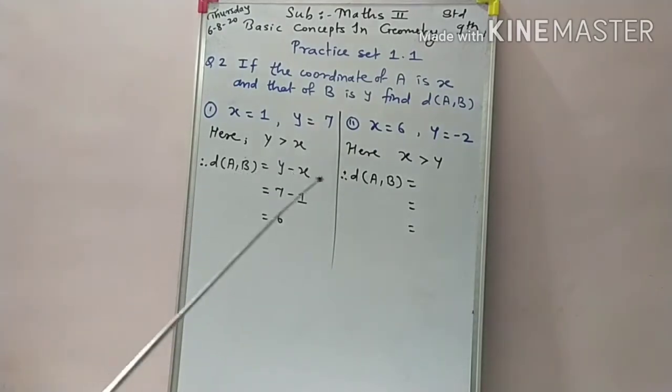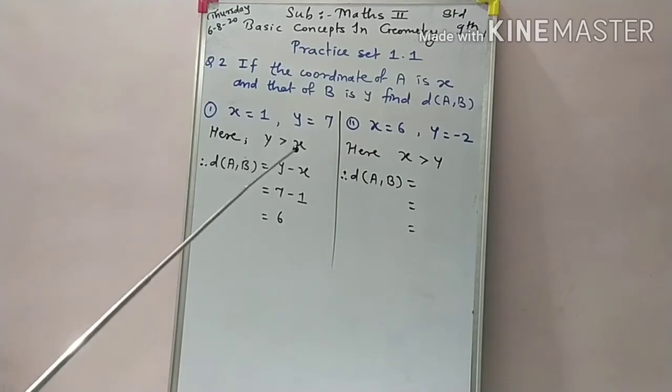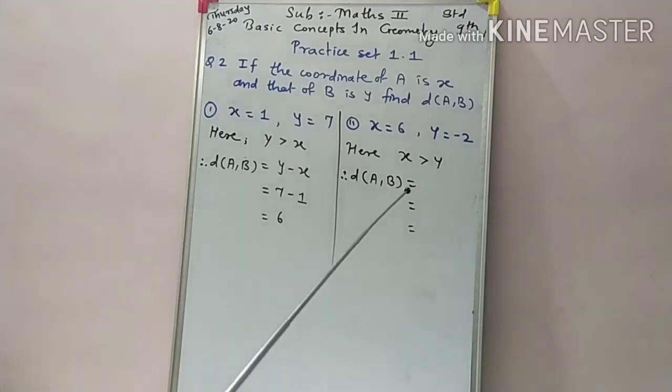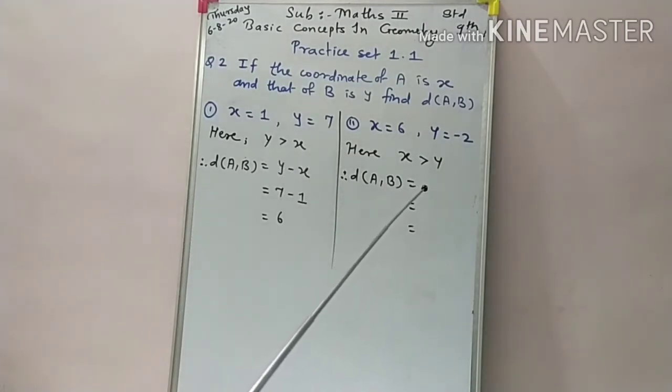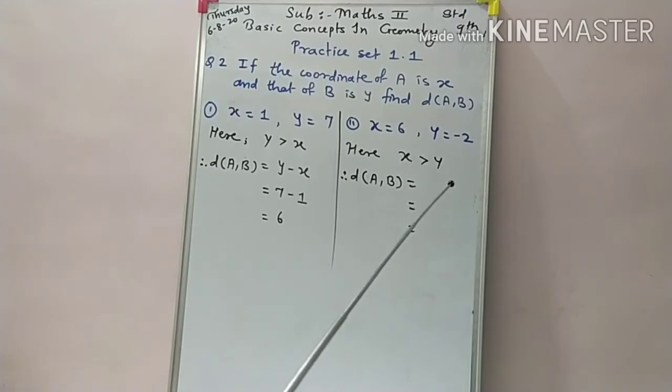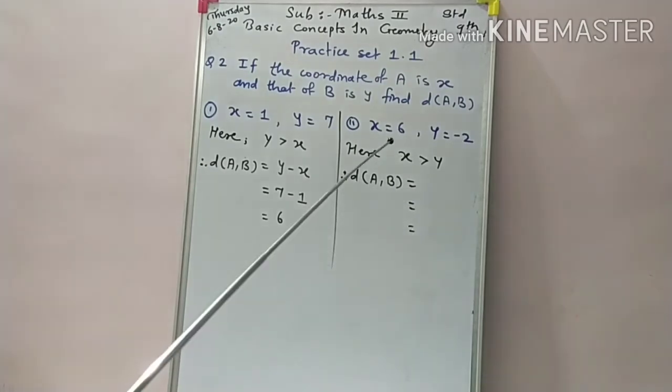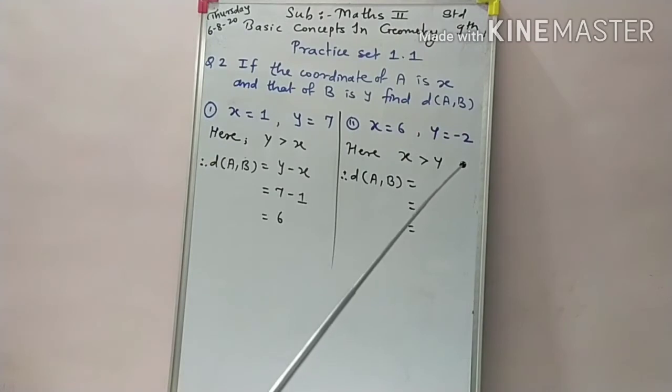Here we would write y minus x if y were greater than x, but in the second example we have to write x minus y, meaning 6 minus of minus 2, and we do that operation and find the correct answer. So do it, students, and give me the correct answer.